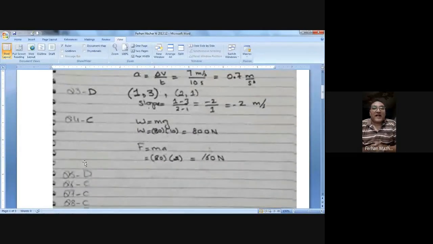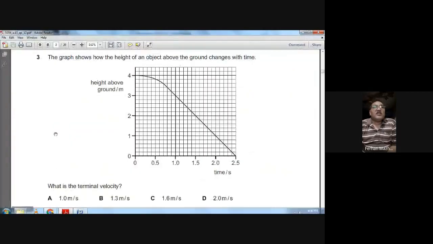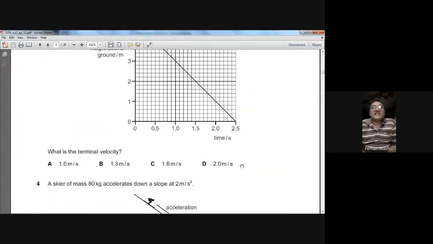Let's say the points I have noted down are 1, 3 and 2, 1. Then apply the formula for the slope, y2 minus y1 by x2 minus x1. 1 minus 3 divided by 2 minus 1 is minus 2 by 1. So the answer is minus 2 meters per second. It means the speed is 2 meters per second. The terminal velocity is 2 meters per second. The option is D.